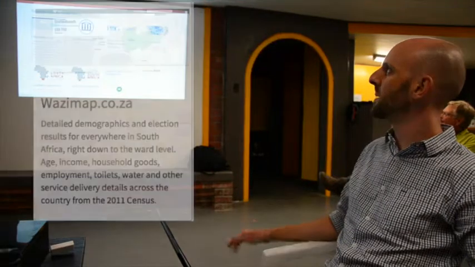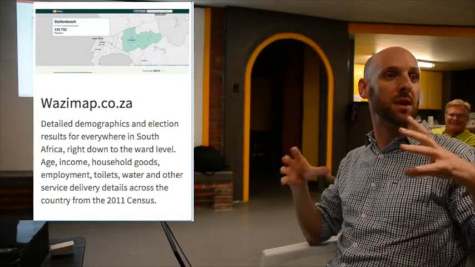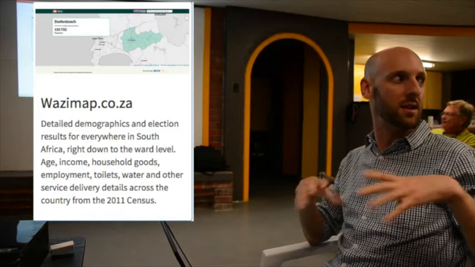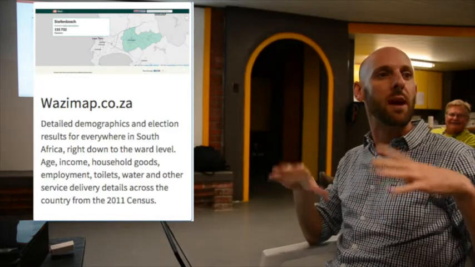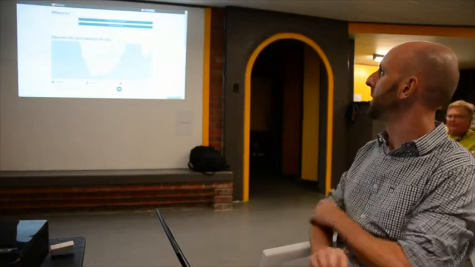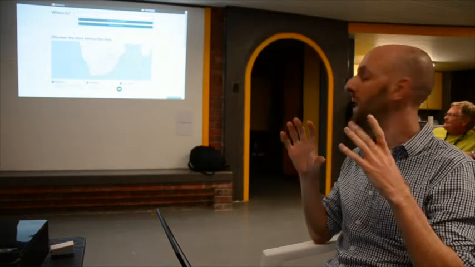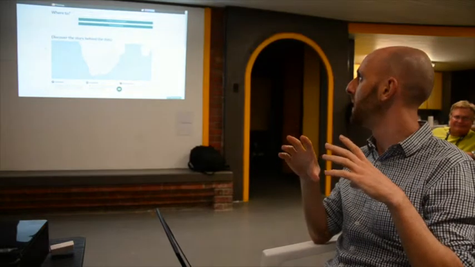I'm going to take you through Wazi Map, which is a tool for exploring census information and election information. What's great about that is you can get really detailed information right down to the ward level, as well as municipalities and provinces and the country as a whole. The idea behind Wazi Map is you can explore the story behind the data, and the two main data sets we have are, as I said, the census information from 2011. While it's a couple of years out of date, it's still very indicative of the basic trends in South Africa. And it's by far the richest, most detailed demographic information the country has.